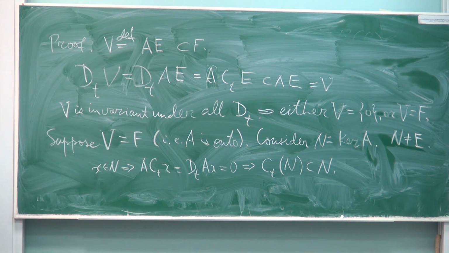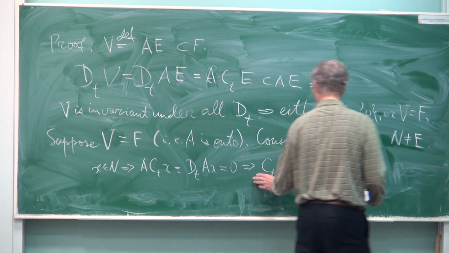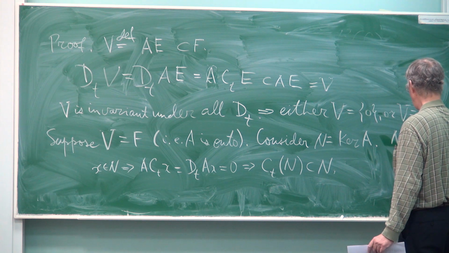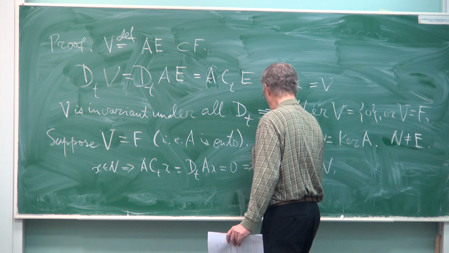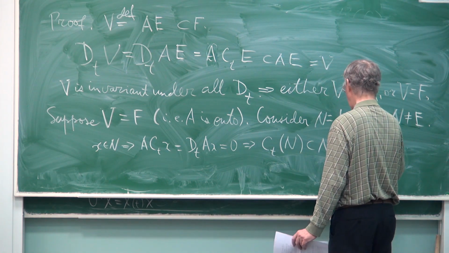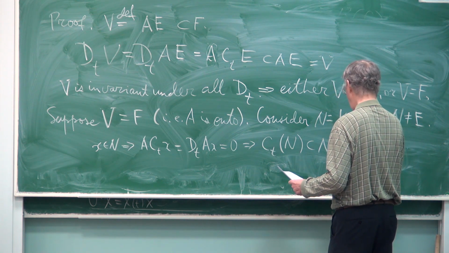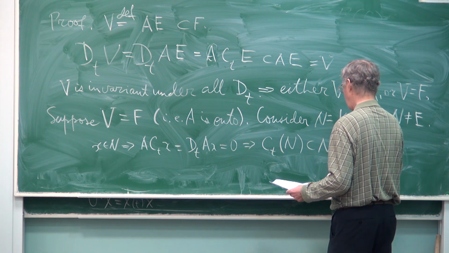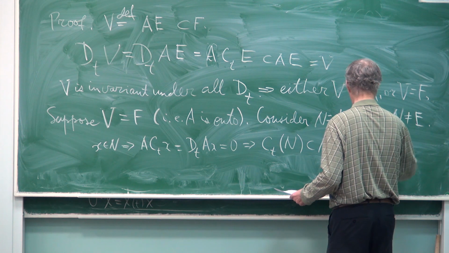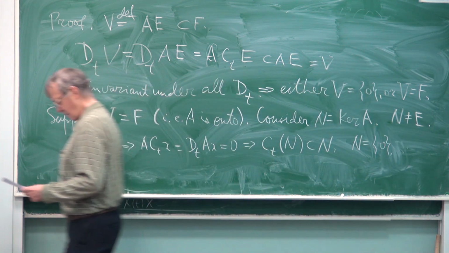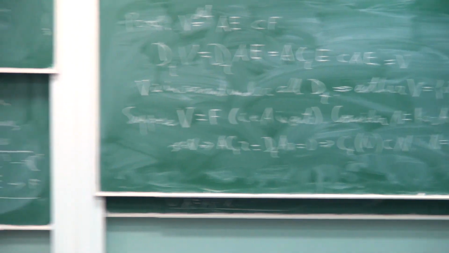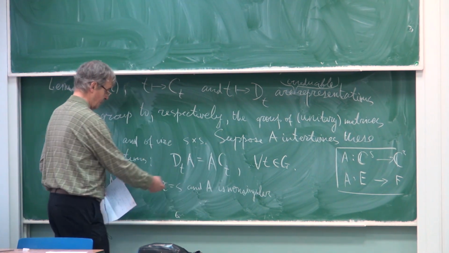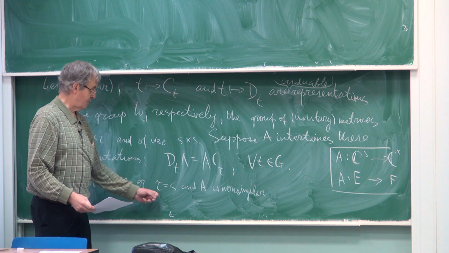And hence we see that this N is an invariant subspace for this representation Ct, and it is not equal to E. And since Ct is irreducible, it is a proper subspace, so the only possibility is that N is equal to 0, because this thing is irreducible. So, okay, we have proved our lemma, because this means that A is onto and has a trivial kernel, so that it is non-singular, and this may happen only when the dimensions coincide.